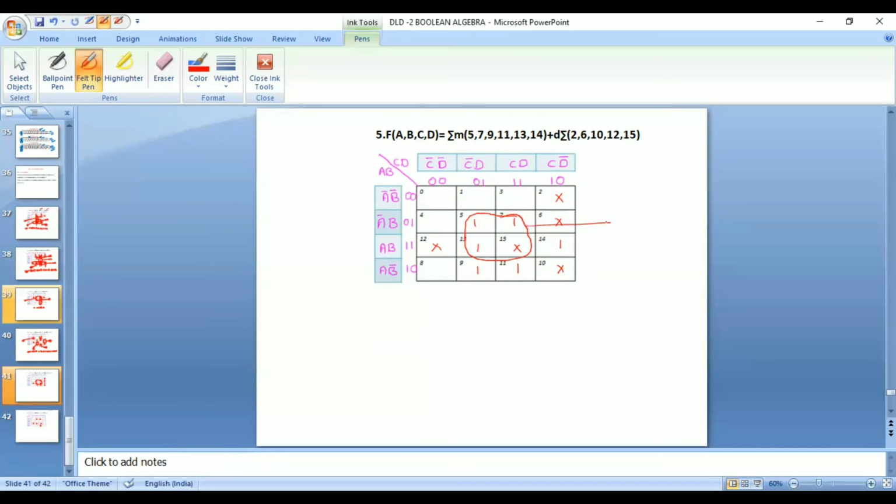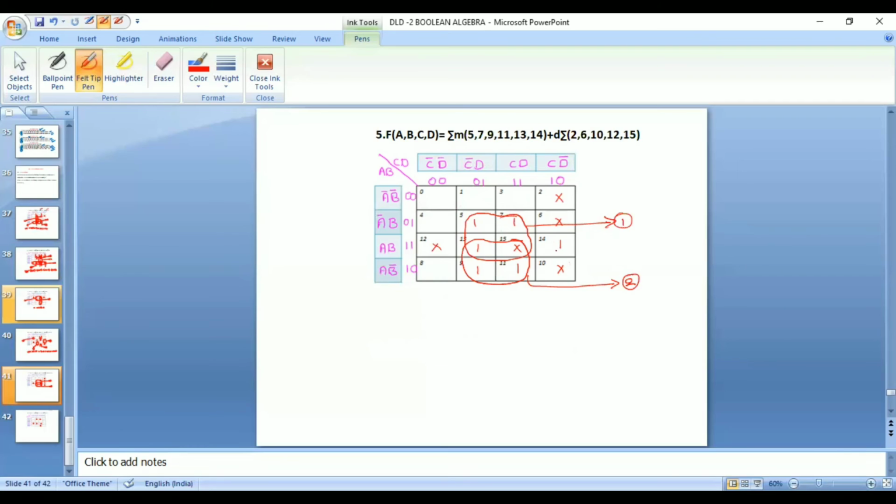First step. Next step. So the 13, 15, and 9 and 11. With the help of this particular don't care condition, we can make another quad like this. This is another best way to group the terms. Next, the uncovered minterm, the only one, is 14.